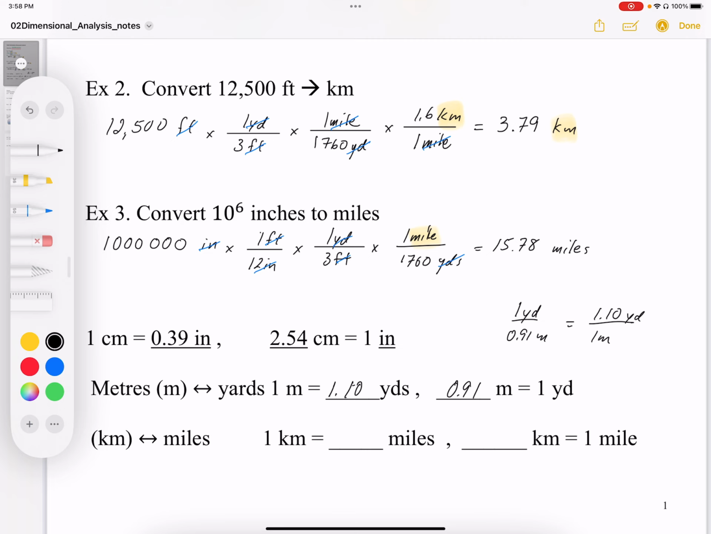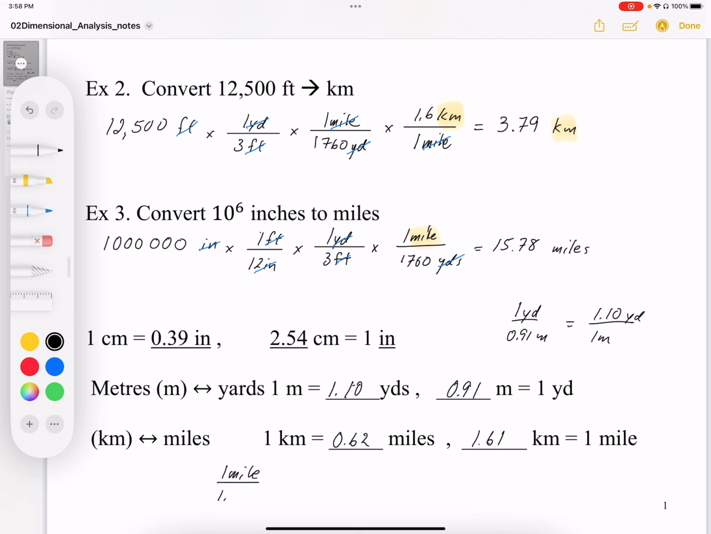Okay, so I have the last one here. For my sheet, it's going to be 1.61 kilometers for 1 mile. If I want to find out miles per 1 kilometer, I'm going to do 1 mile divided by 1.61, and that's going to give me 0.62 miles per kilometer.